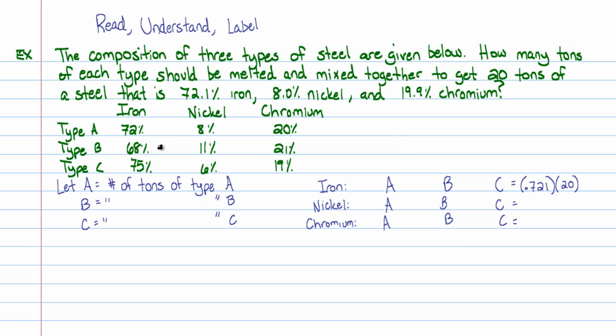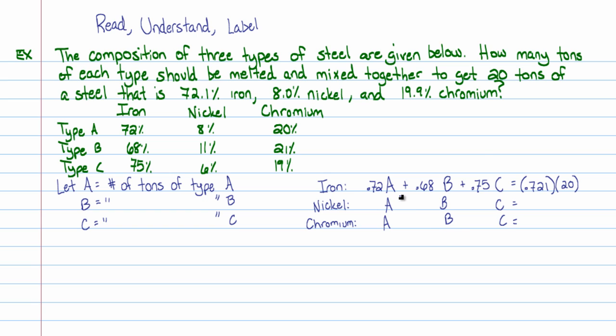Now let's look at the amount of iron for type A. 72% of type A will be pure iron. So that's 0.72 of this amount of A will be pure iron. Plus the amount of iron that I get from the type B steel, which is 68% of that is pure iron. Plus, I know 75% of the type C material is pure iron.